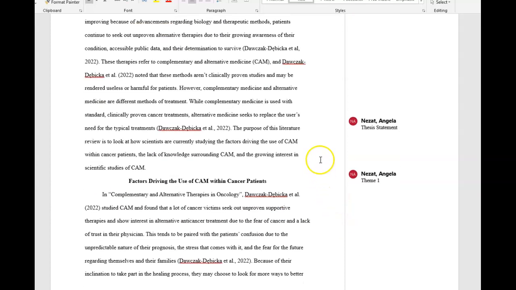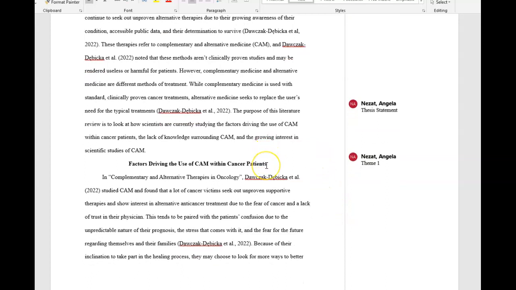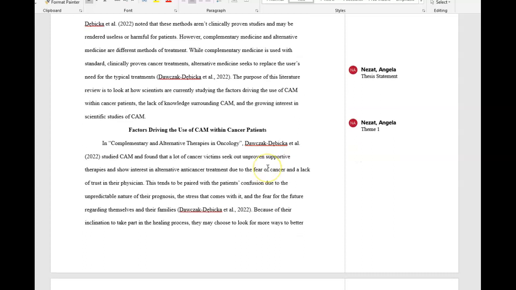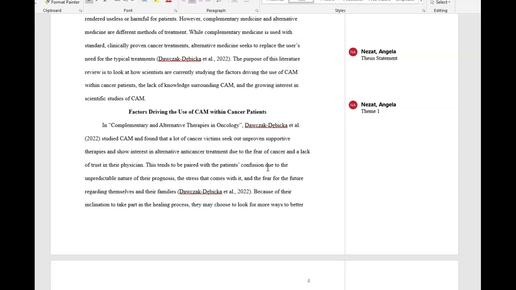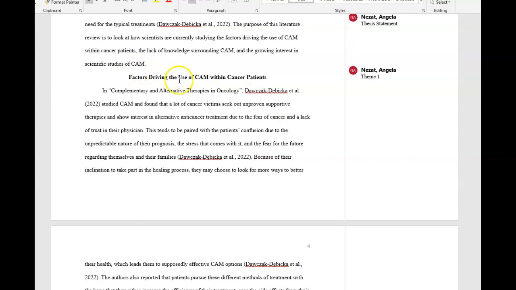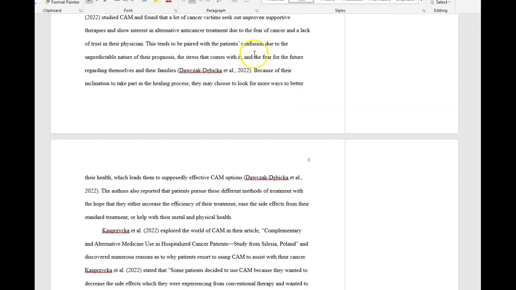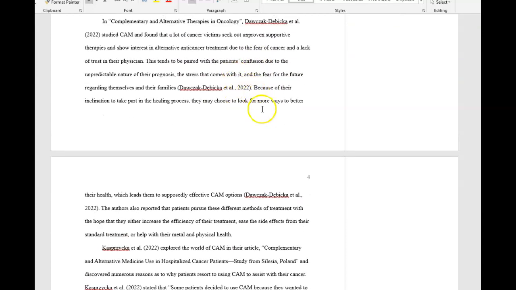So the student then proceeds with the first concept and organizes this particular paper just like the Life on Mars paper was organized, wherein you have your first research article, your first source, summarized as it addresses the factors driving the use of CAM within cancer patients, with in-text quotes being used, which is why it's so important for you all to do those practice worksheets and learn about in-text quoting, and I'll come back to that at the end of this video.